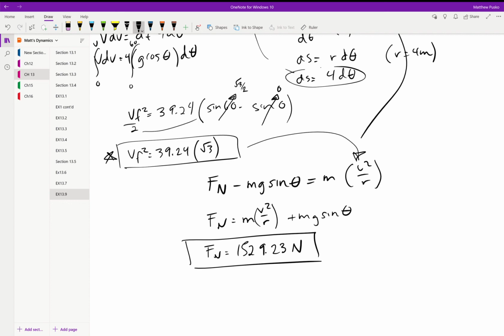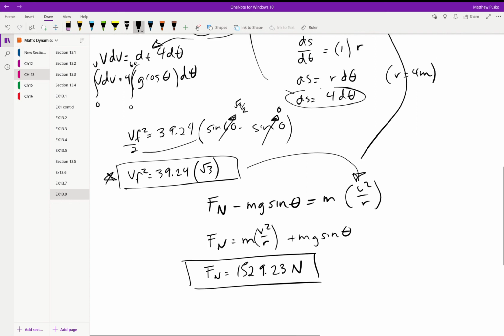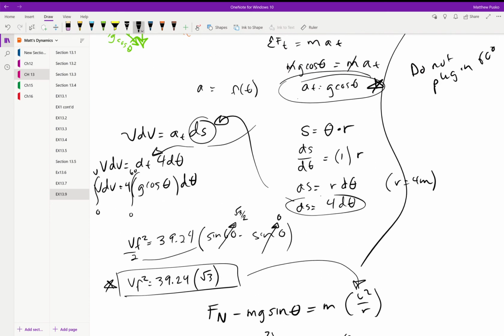Alright, that's how hard your knees are pushing into the ground. That's exactly equal to how hard the floor is pushing up on the skateboard and how hard the skateboard is pushing down on the floor on the ramp at that instant. Big thing though, this was not a constant acceleration. Don't use constant acceleration equations.